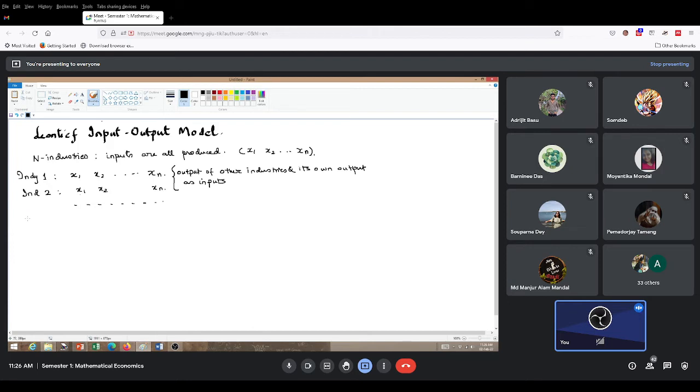In addition to that, the people consume, we have a consumption vector. So the consumption vector is given by C1, C2, Cn. C1 is the consumption of output of industry 1. What is C2? Consumption of output from the second industry, and so on.